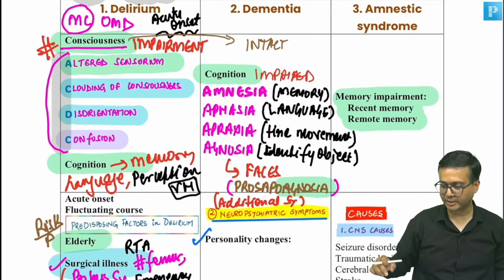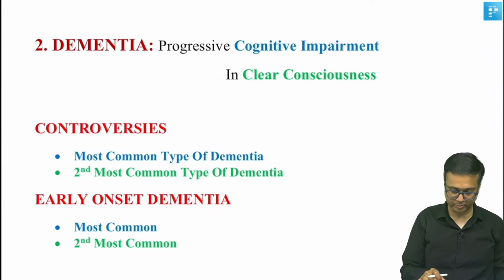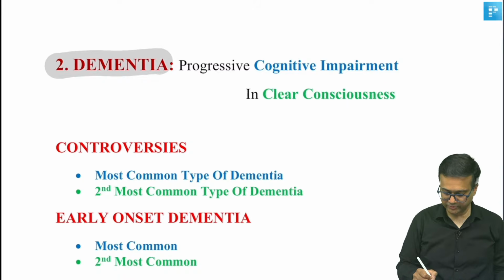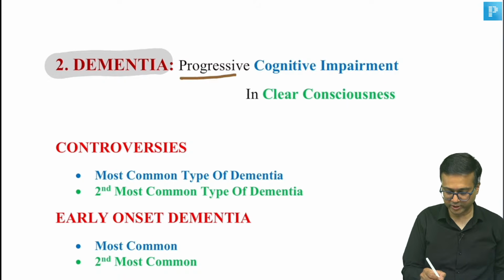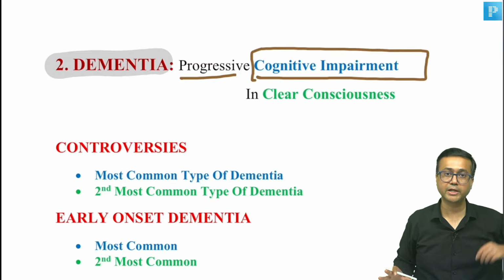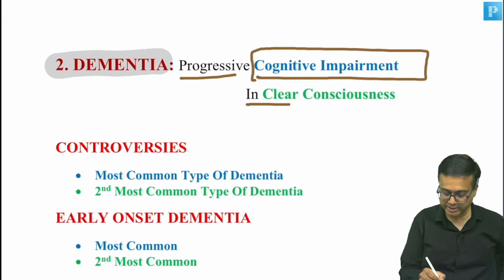Very good beta. I hope it is clear to everyone. And now let's discuss a very important topic beta, dementia. As we have discussed, it is progressive cognitive impairment. Please remember, not just memory, it is cognitive impairment. Memory is a part of cognition. And we are saying in clear consciousness.